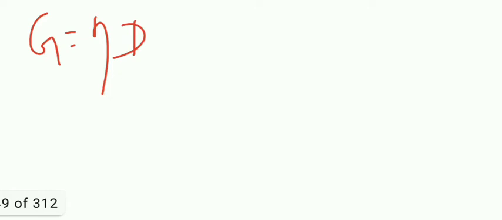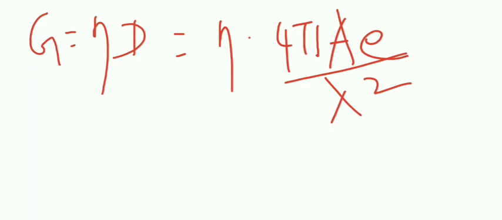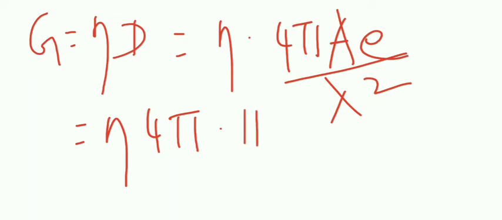G is equal to eta D, and we know the directivity is nothing but D. So D is equal to 4 pi AE by lambda square. And for parabolic antenna, A is nothing but pi D square by 4.